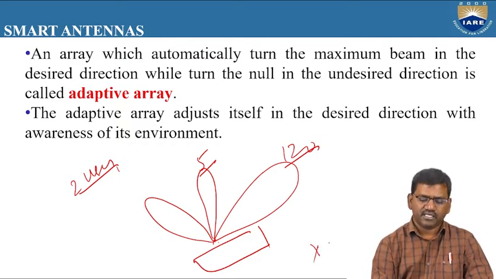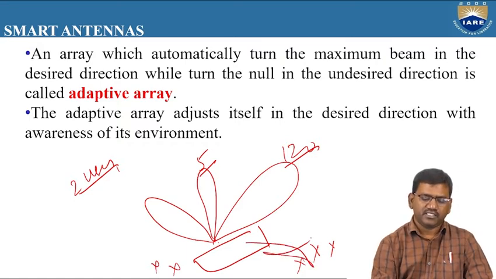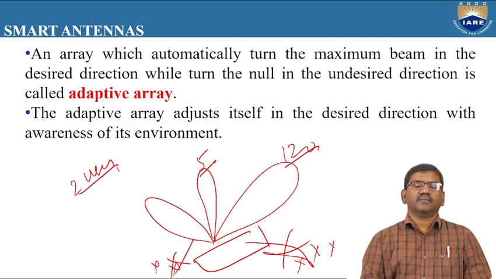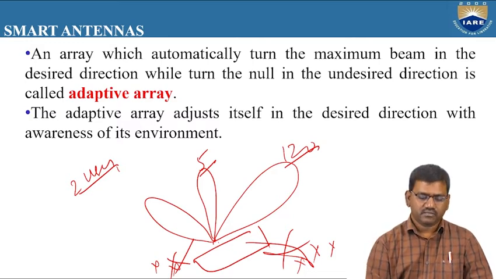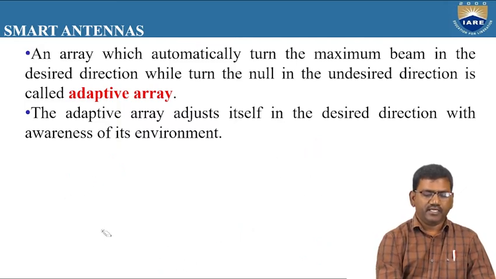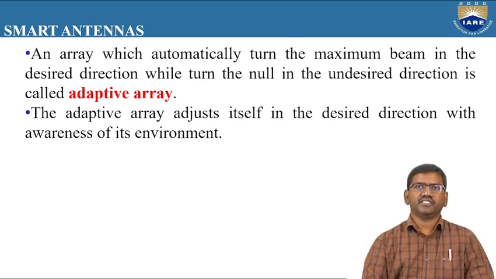That means as there are no users in this direction, there is no signal. In this direction, no signal is sent by the smart antenna system. And here you can see the adaptive array will adjust itself in the desired direction with the awareness of its environment.